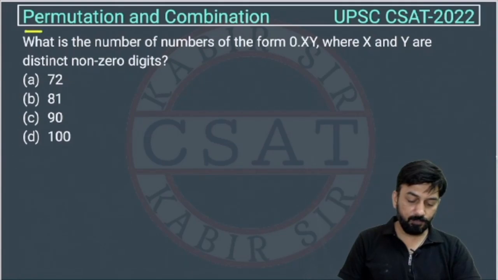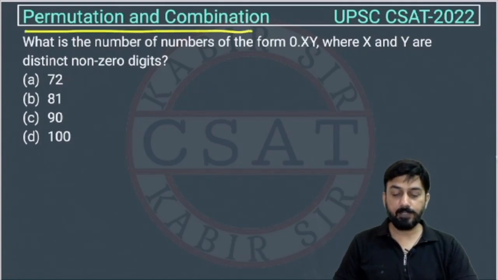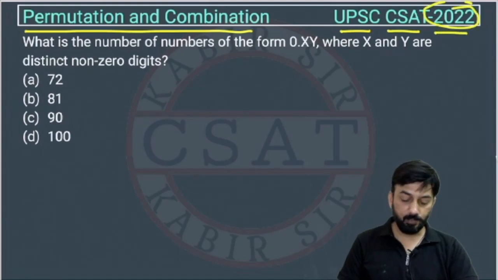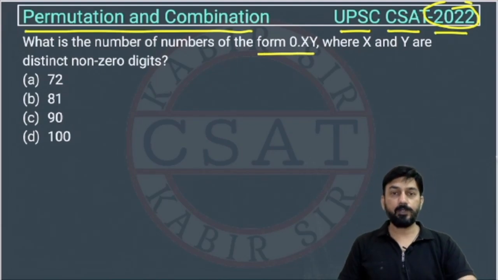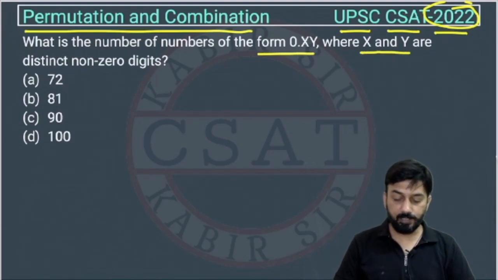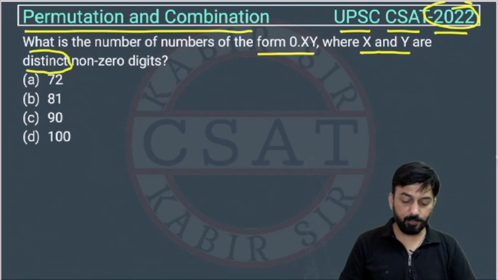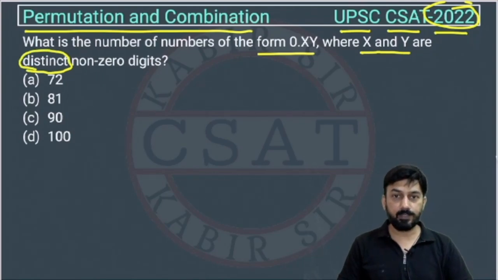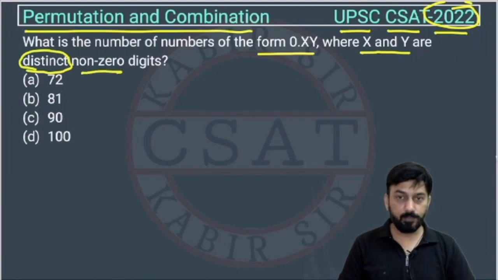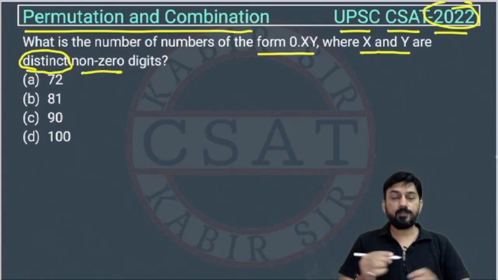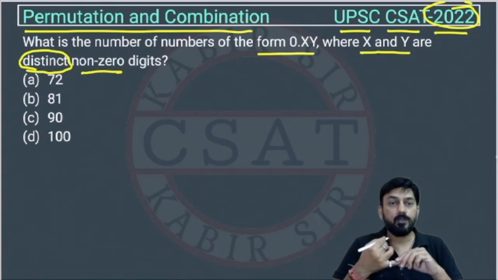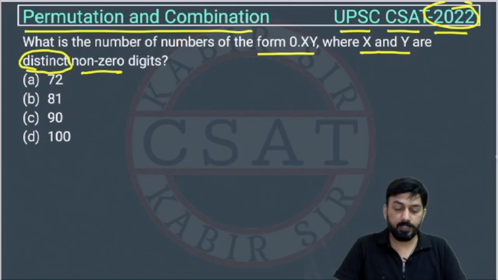So this is a question from the Permutation and Combination chapter, asked by UPSC in the CSAT paper of 2022. What is the number of numbers of the form 0.xy where x and y are distinct? This is important: x and y are distinct non-zero digits, right? Because I have seen many students were not able to identify that this question is from the Permutation and Combination chapter.